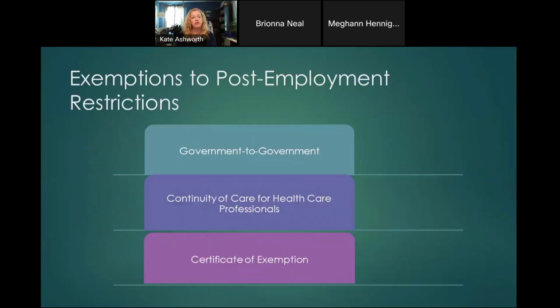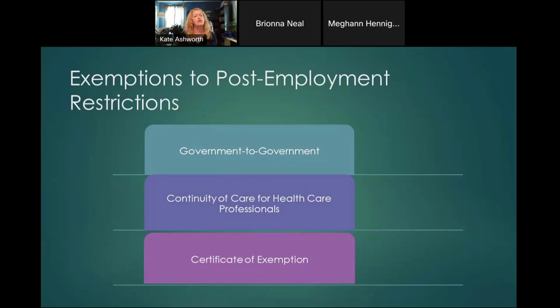There are some exemptions to the post-employment restriction. These have not changed. But there's a government-to-government exemption. So if you have employees leaving state service, but they're going to another state agency, then these restrictions don't apply. Or if they move into a federal position or to a county level position, they're still public servants, and that restriction goes away. That's an exemption. Also, if you work for a healthcare service provider, people can still continue to care for patients that they had cared for as a state employee even after they leave state service.